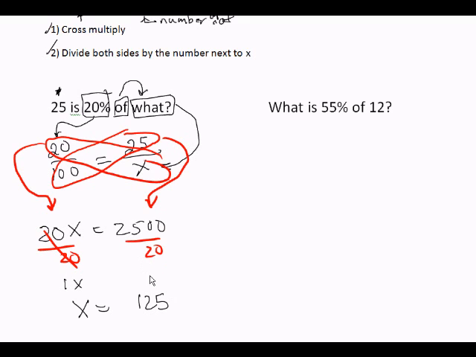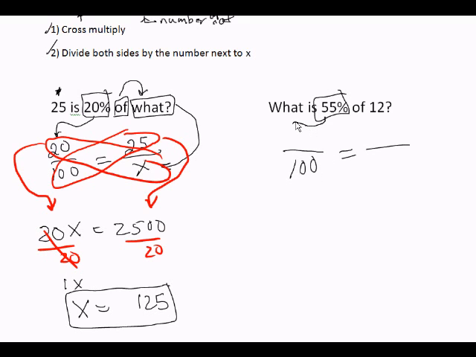So 25 is 20% of what number? The answer is 125. Okay, let's try the second problem. 100 always goes in the bottom here. The percent number, 55%, always goes here, 55. The number after the word of is 12, goes always in the bottom of the second fraction. And then whatever's left over, that's where the x goes.